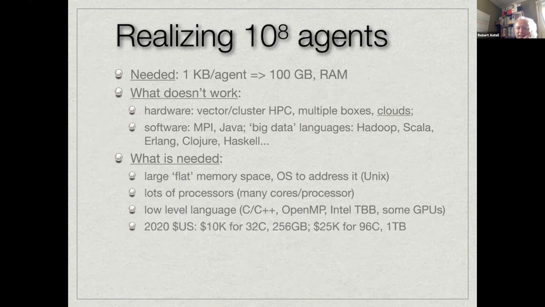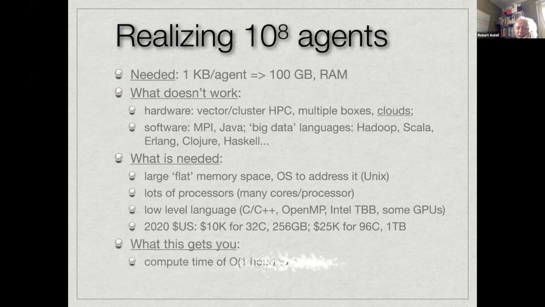But the main thing to say is, at least from the US context, we can buy a machine with, I've written here, 32 cores and 256 gigabytes of RAM. That's 10K range in the US, and 100 cores and a terabyte, maybe $25K. A machine like this gets us something like, we can equilibrate now a model with 10 to the 8th agents. It'll reach a steady state in about an hour. We're down to about 45 minutes now of compute time to do this.